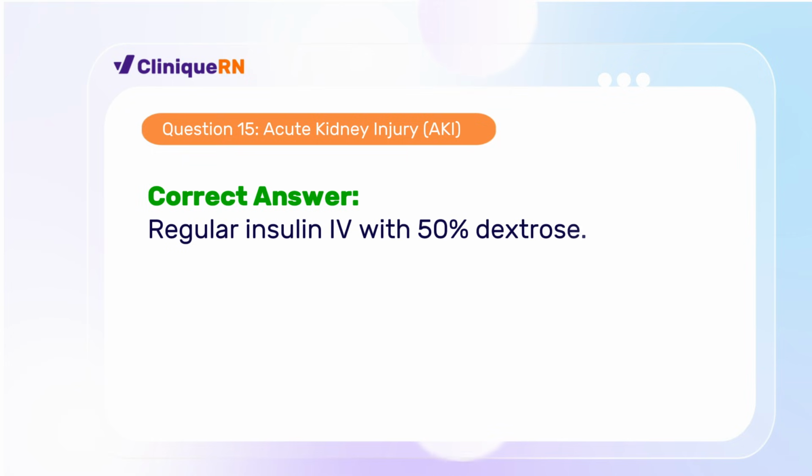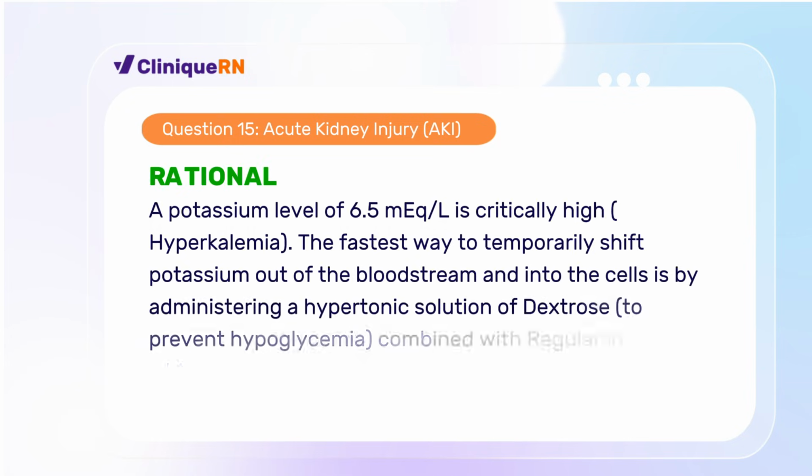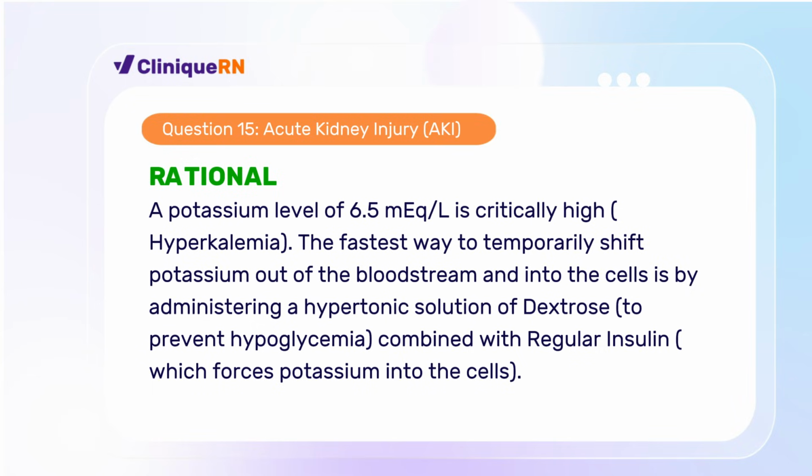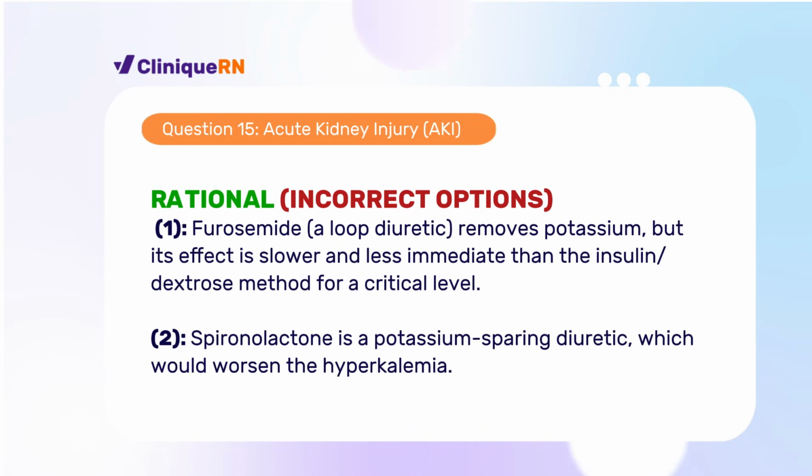The correct answer is 3. Regular insulin IV with 50% dextrose. Rationale. A potassium level of 6.5 milliequivalents per liter is critically high hyperkalemia. The fastest way to temporarily shift potassium out of the bloodstream and into the cells is by administering a hypertonic solution of dextrose to prevent hypoglycemia combined with regular insulin, which forces potassium into the cells.